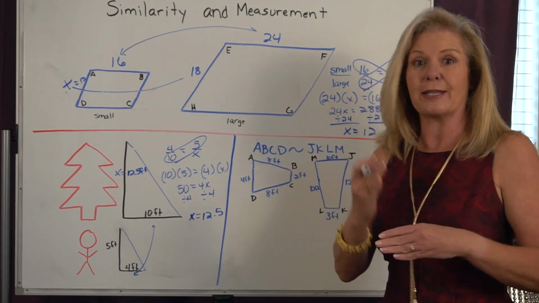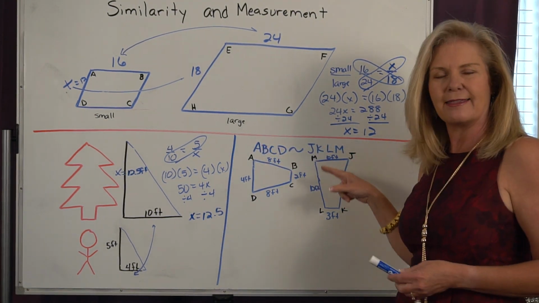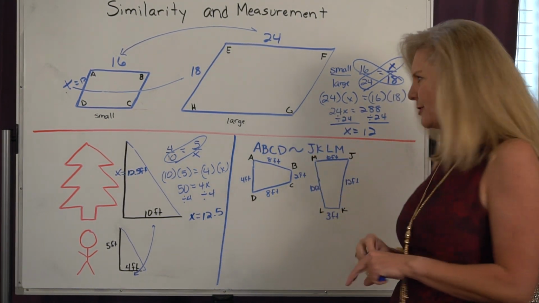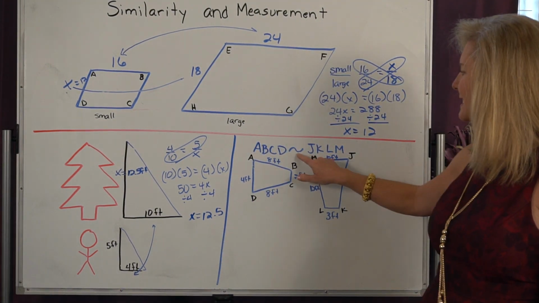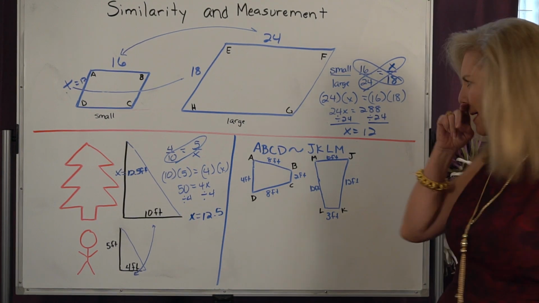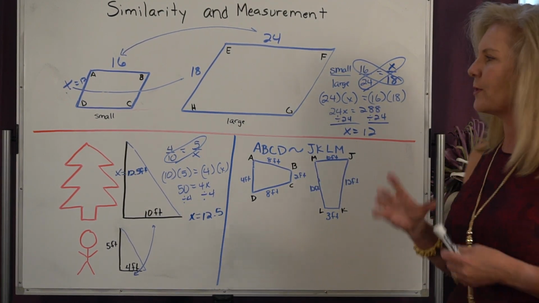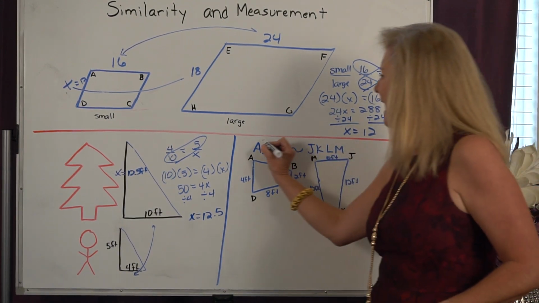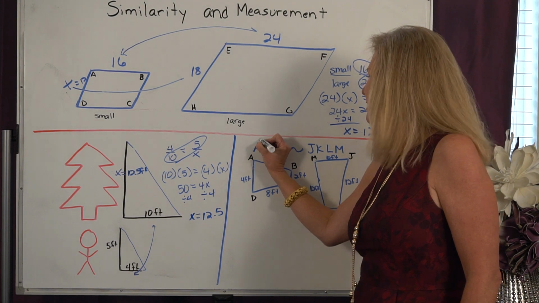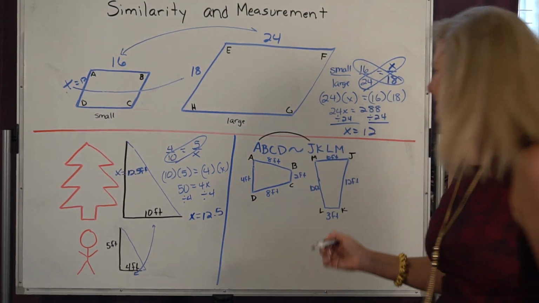Now sometimes your figures are not going to be drawn going the same direction, and so there's a code within the description of the figures that we can use. So notice they said that figure ABCD is similar to figure JKLM, but I'm looking at them and they're going in different directions. Well, the way that I can redraw this where I know it's accurate is A's in the first position and J's in the first position, so they have to be drawn in the same way.